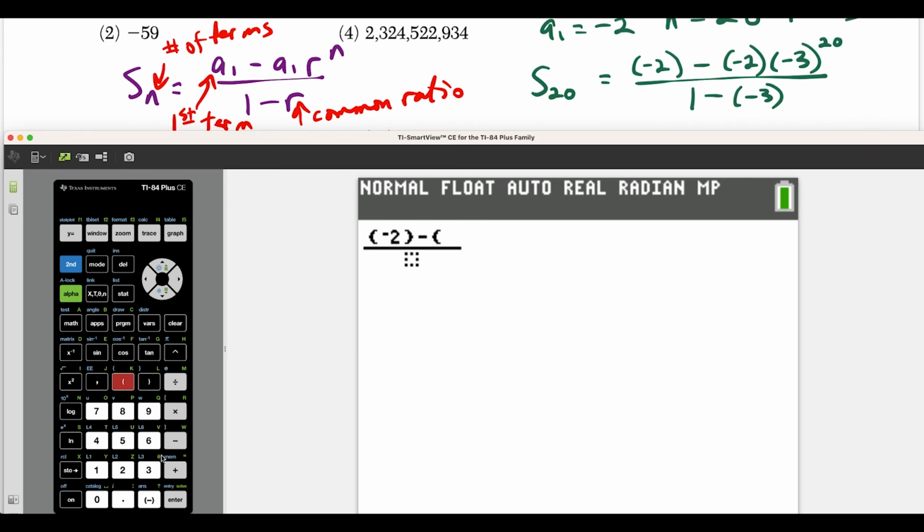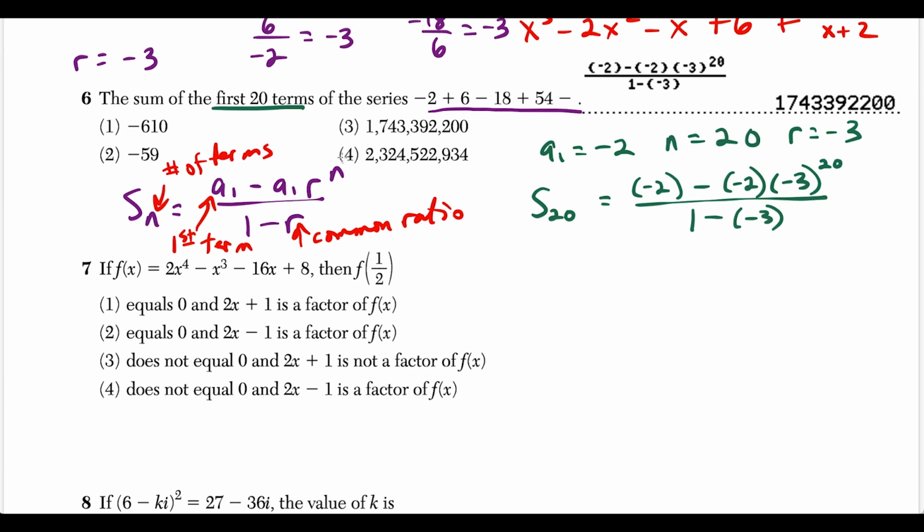And then we're subtracting negative 2 times negative 3 in parentheses, and this is being raised to the 20th power. So just make sure you play it safe and put plenty of parentheses, because if you don't, the calculator can steer you in the wrong direction. And we have 1 minus negative 3. And then now we just press enter, and here's our solution. So our answer here is going to match up with choice 3.